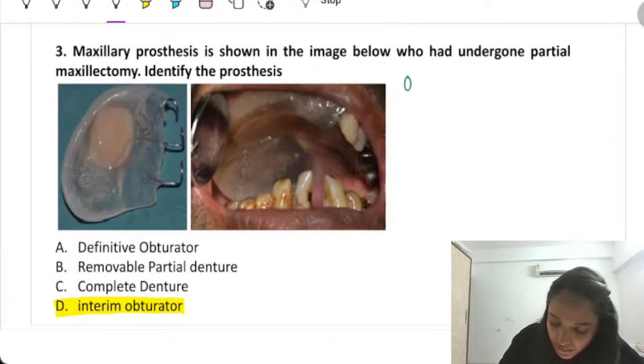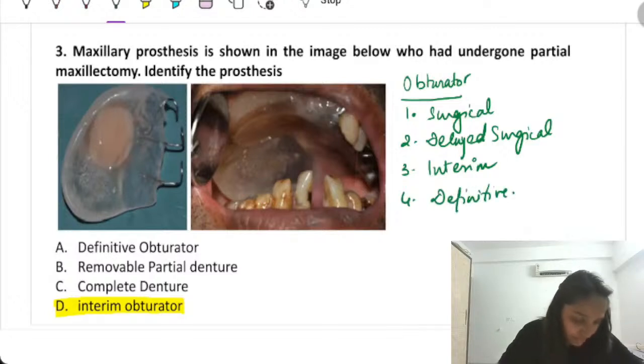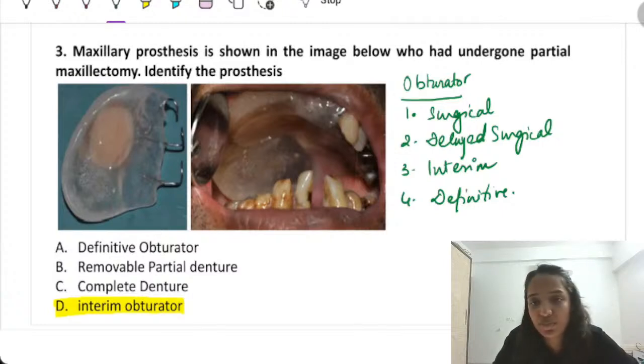Obturator is what? Something that is used to obturate the maxillary defect, and mainly there are four kinds of it. One is called a surgical obturator. Second is called a delayed surgical obturator. Third is called your interim obturator. And fourth are your definitive obturators. Now, excellent. So, what is your surgical obturator?